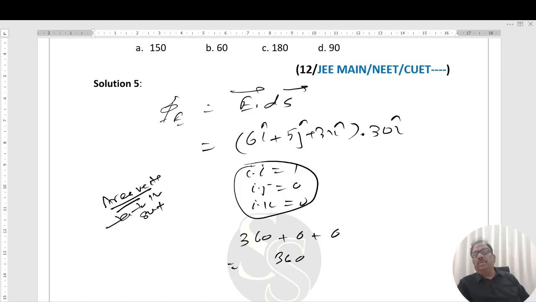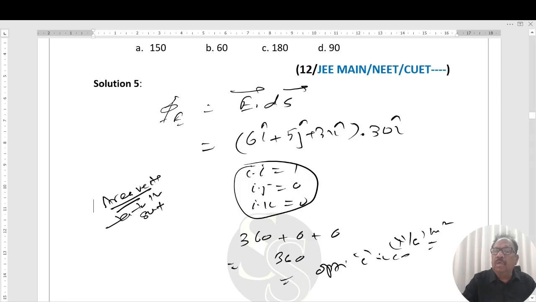What will be the unit? The electric field unit is Newton per coulomb, and the area unit is meter square. So the unit is Newton per coulomb into meter square. Option C is correct.